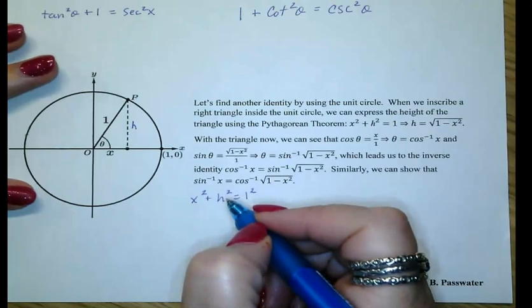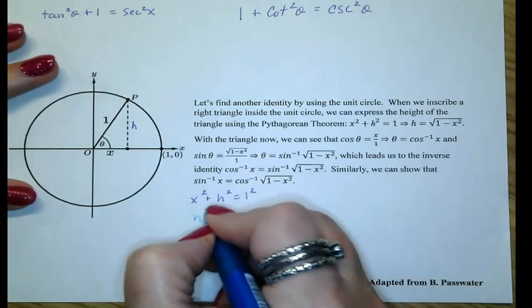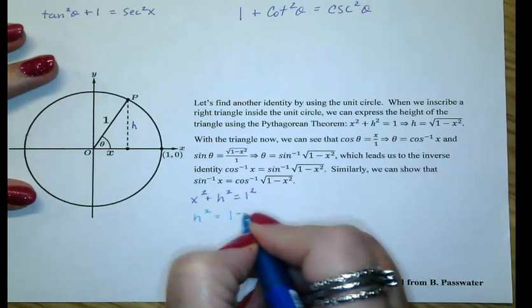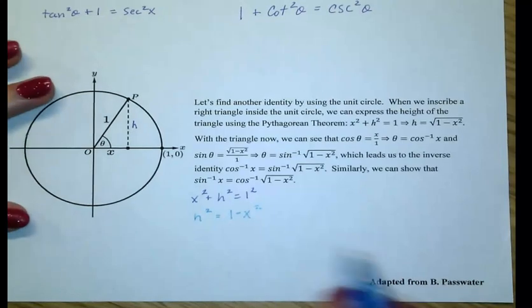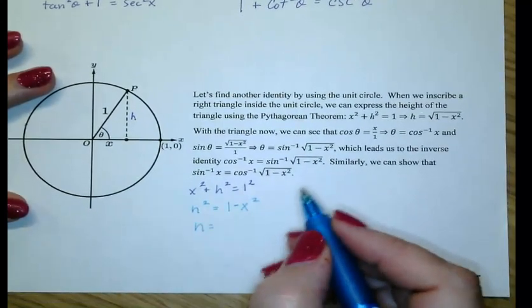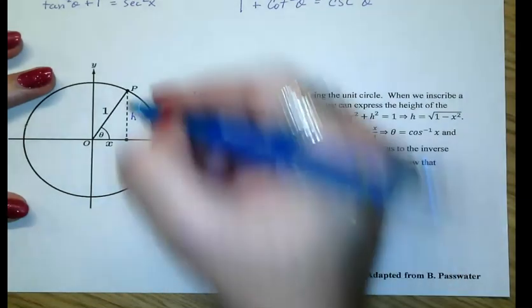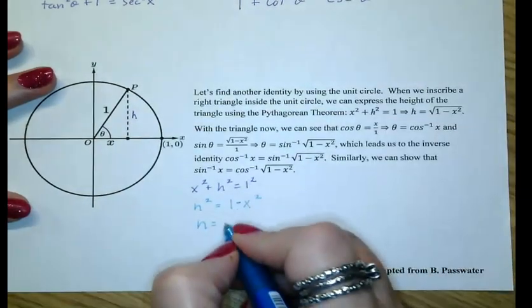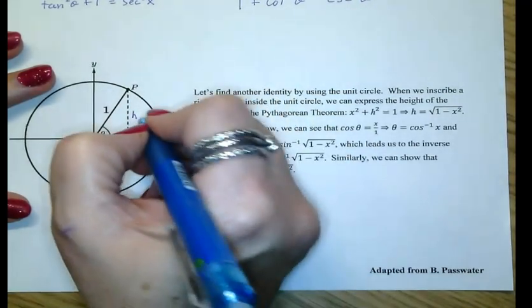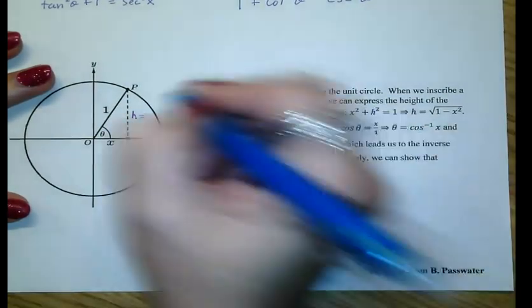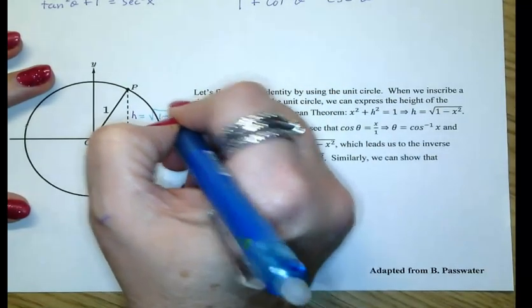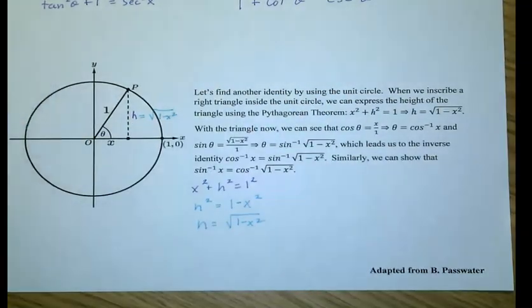So to get the height by itself, I'm going to say h squared equals 1 from this side, and I'm going to subtract x squared. And then how do I get h by itself? I would normally take plus or minus, but because we're talking about a distance right here, we only have to worry about the positive. So now I know that the height right here is the square root of 1 minus x squared.